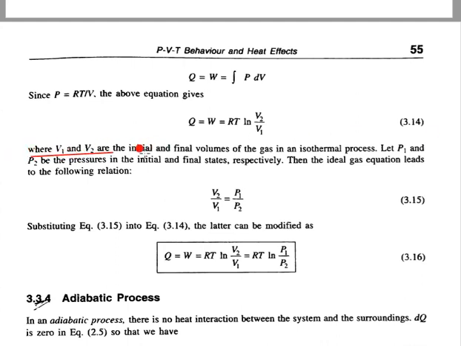Where V1 and V2 are the initial and final volumes of the gas in an isothermal process, and let P1 and P2 be the pressure in the initial and final stage respectively. Then the ideal gas equation leads to the following relation. So the relationship between the volume and pressure would be V2 upon V1 is equal to P1 upon P2.